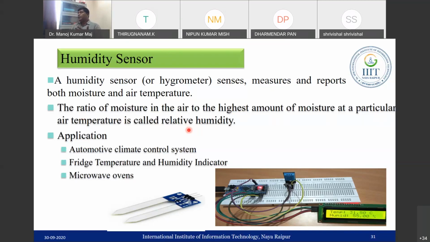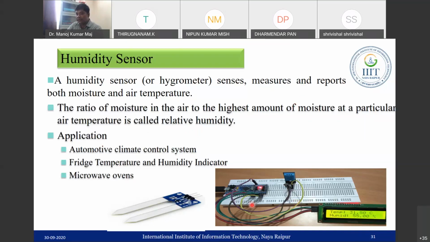It measures the relative humidity because, as per our environmental department, a particular value of humidity should be present. Referring to that, how much percentage of humidity is present in the air at present can be measured. That is called the relative humidity, and the sensor can measure the relative humidity.